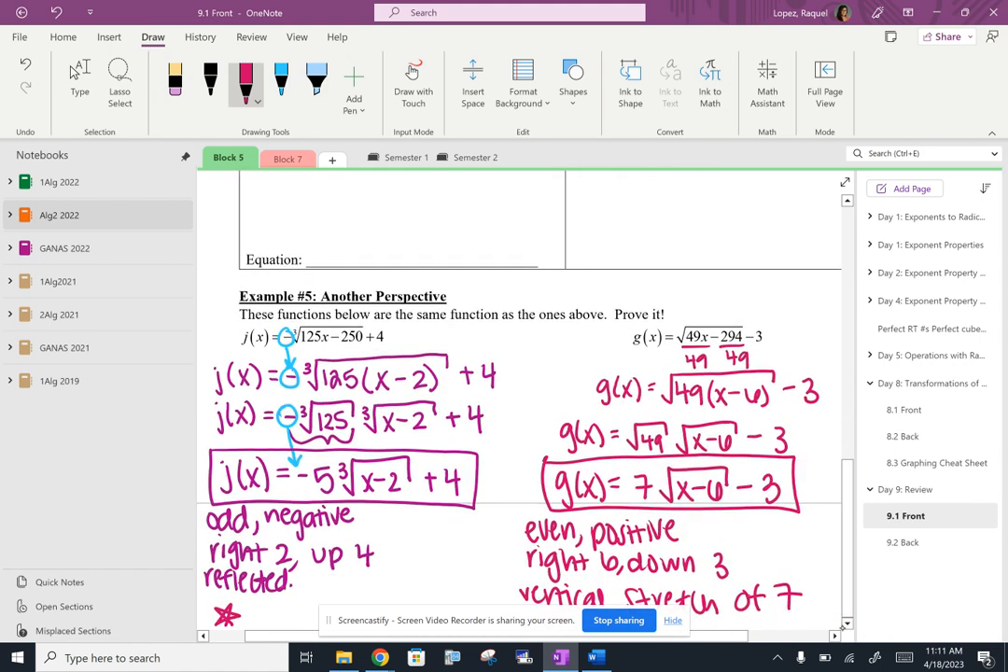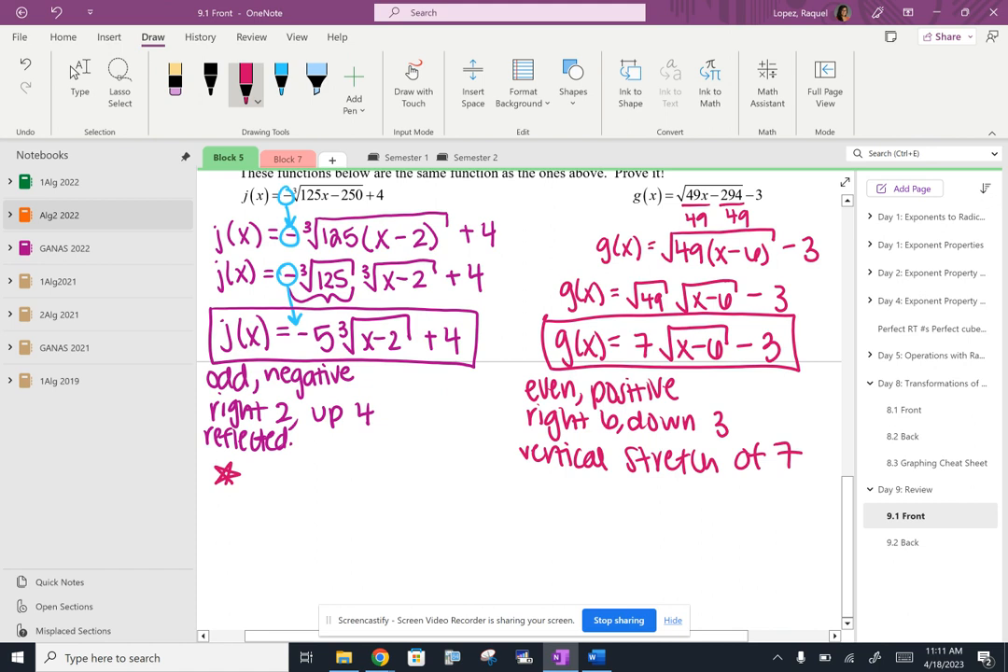And so with this, the whole point of this is just to make the equations look different but mean the same thing using the radical properties that we have learned.